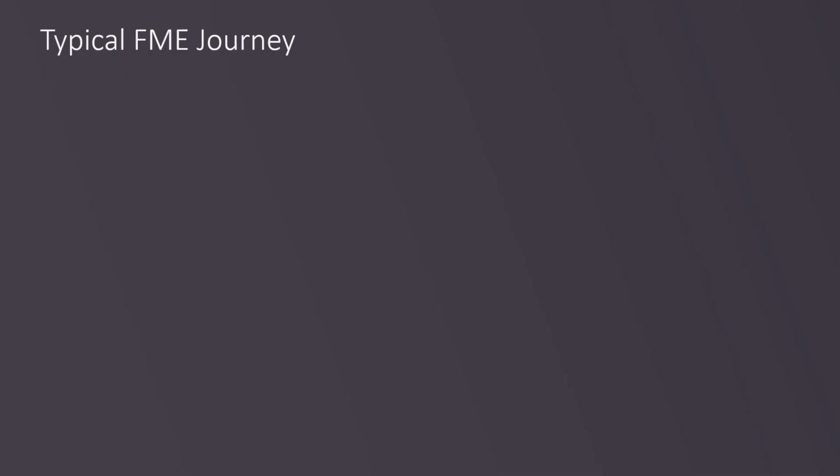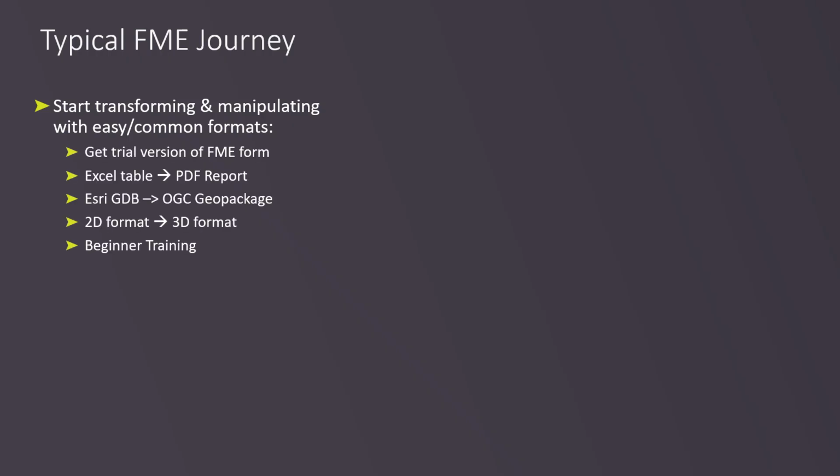And finally, I wrap this up with a typical journey of what an FME user can go through regardless of industry. You can start with manipulating easy, common formats, like a simple project you've got on at work. A common one I see is you get a trial, and then you might try to turn an Excel table into a PDF report, which is actually really tricky when you go to find out. But putting a GDB into a GeoPackage, or making something 2D into 3D, are pretty good and common places to start. Then you might get the resources or make an investment to do some beginner training.